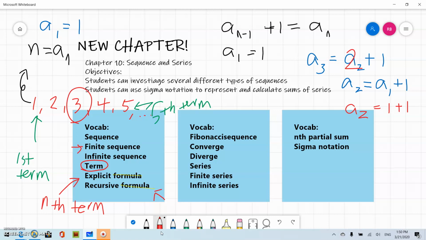Okay. Fibonacci sequence is another special type of sequence, which you will explore more in Mathagon, which is the website that I want you to use for this section. So I'm not going to go into that. You will explore that online.